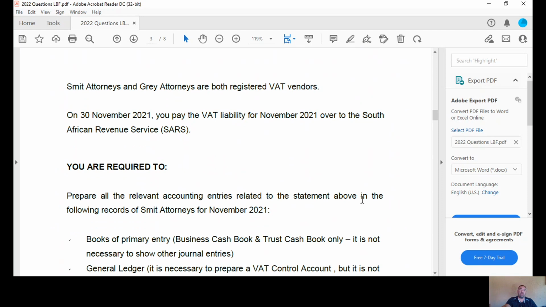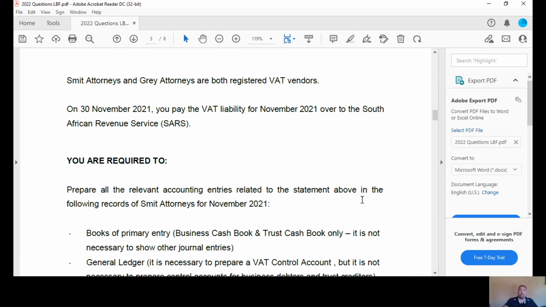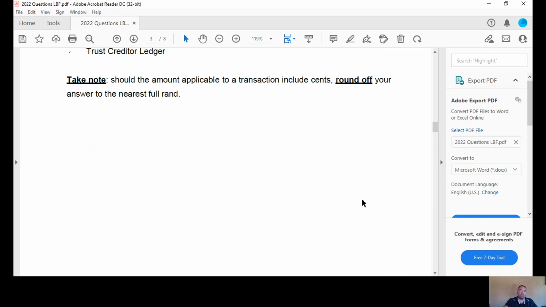Okay, Smith and Grey Attorneys are both registered VAT vendors. On the 30th of November, you pay the VAT liability for November 21 over to SARS. Okay, that's very important because a lot of guys forget that. It's the easiest entry. You simply take whatever the balance is on your VAT control due to SARS and you pay it from your business cash book. Okay, that's the only comments I have on question 1.